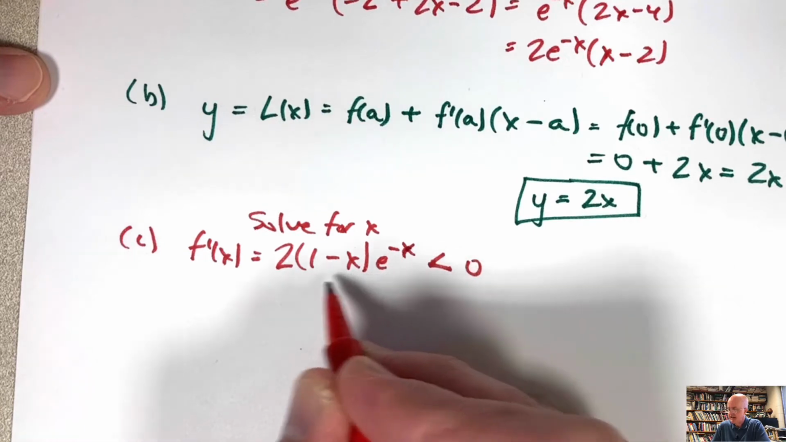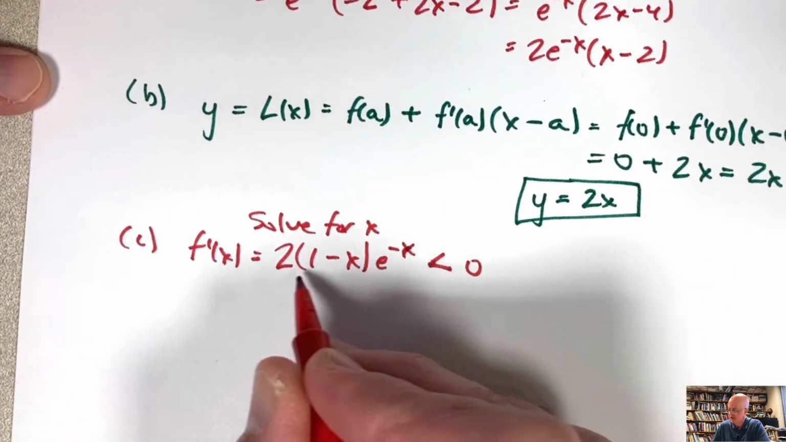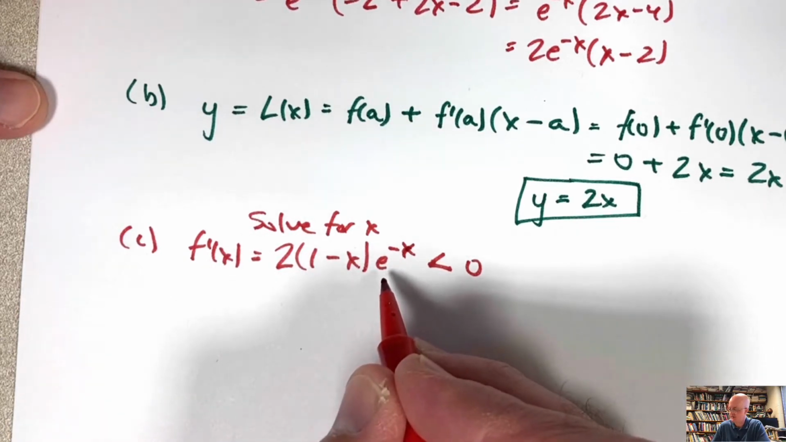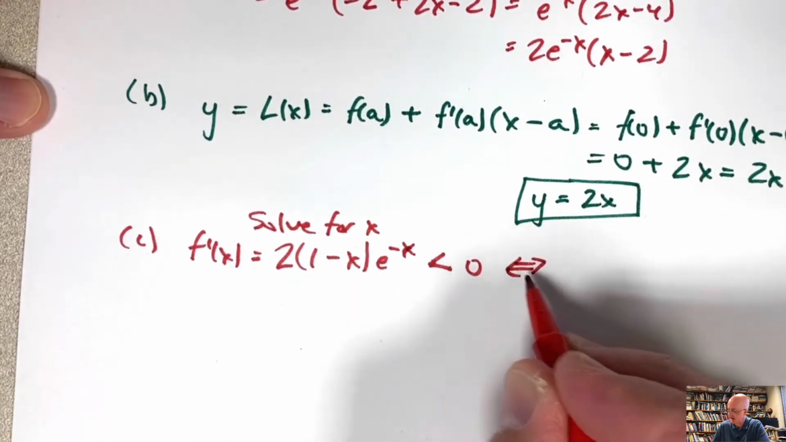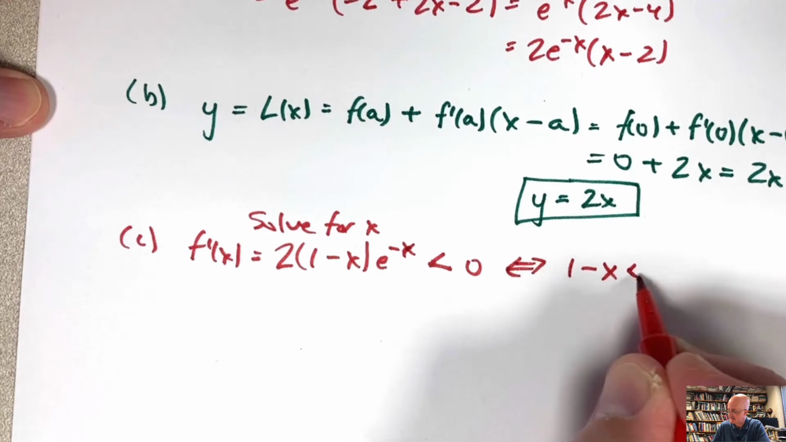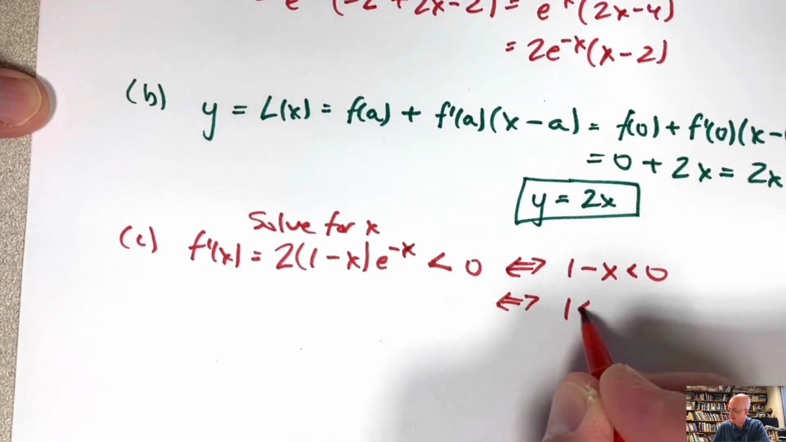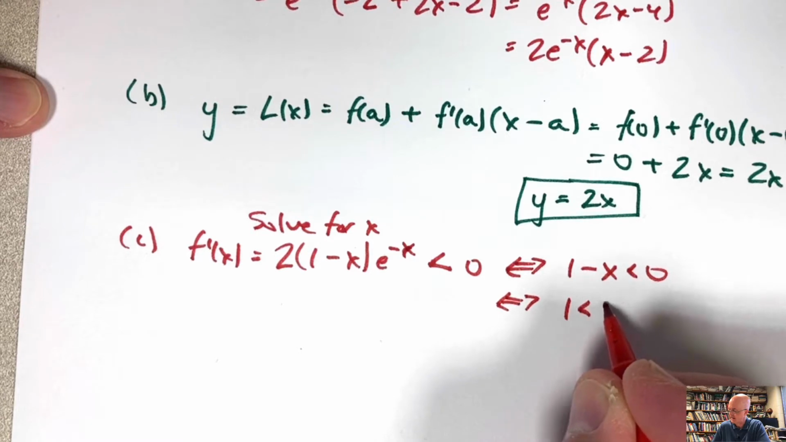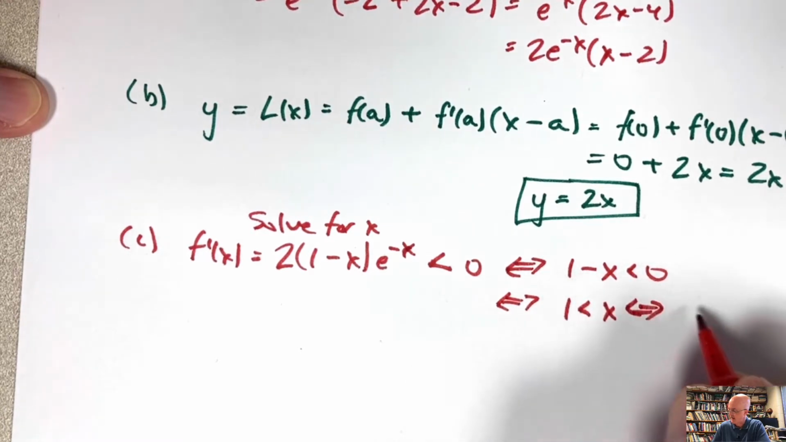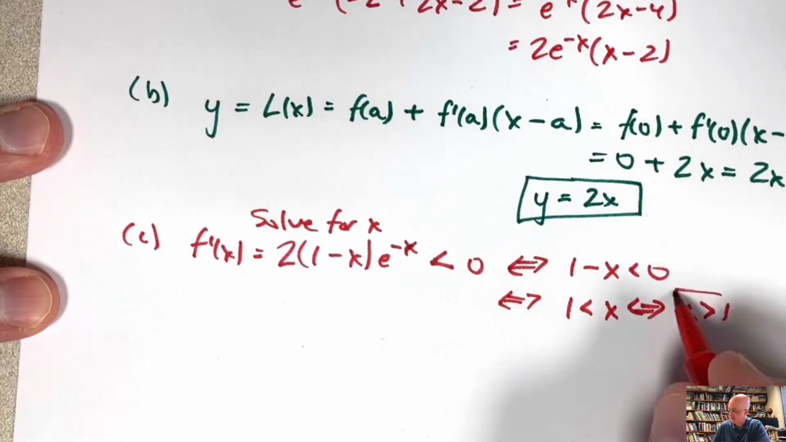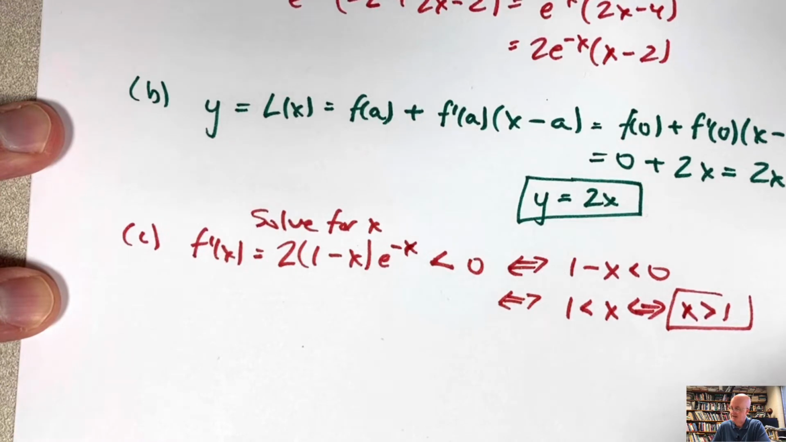So the sign of this product is completely determined by the sign of 1 minus x, because 2 is positive and e to the negative x is positive. This is equivalent to saying 1 minus x is less than 0. And that, if you add x to both sides, is equivalent to saying 1 is less than x, or if you prefer, x is greater than 1. Those are equivalent inequalities. So that is the answer. That's the interval for which f is decreasing: when x is greater than 1.